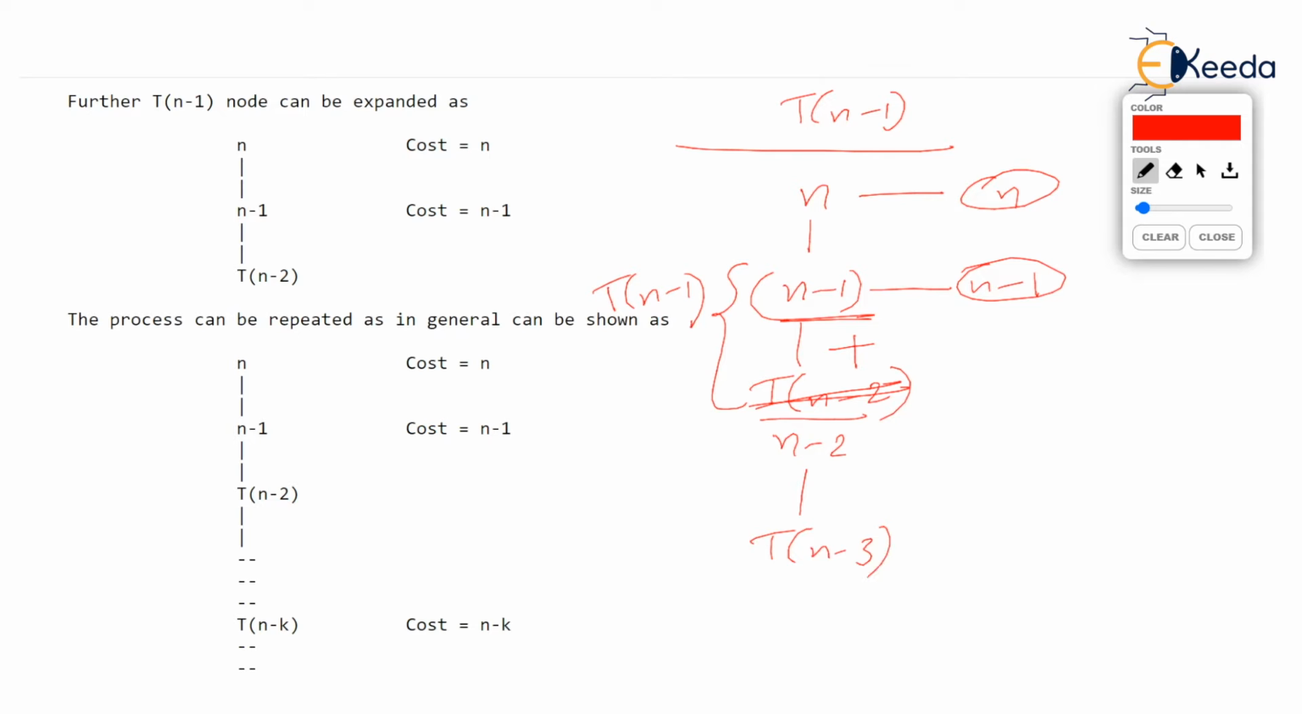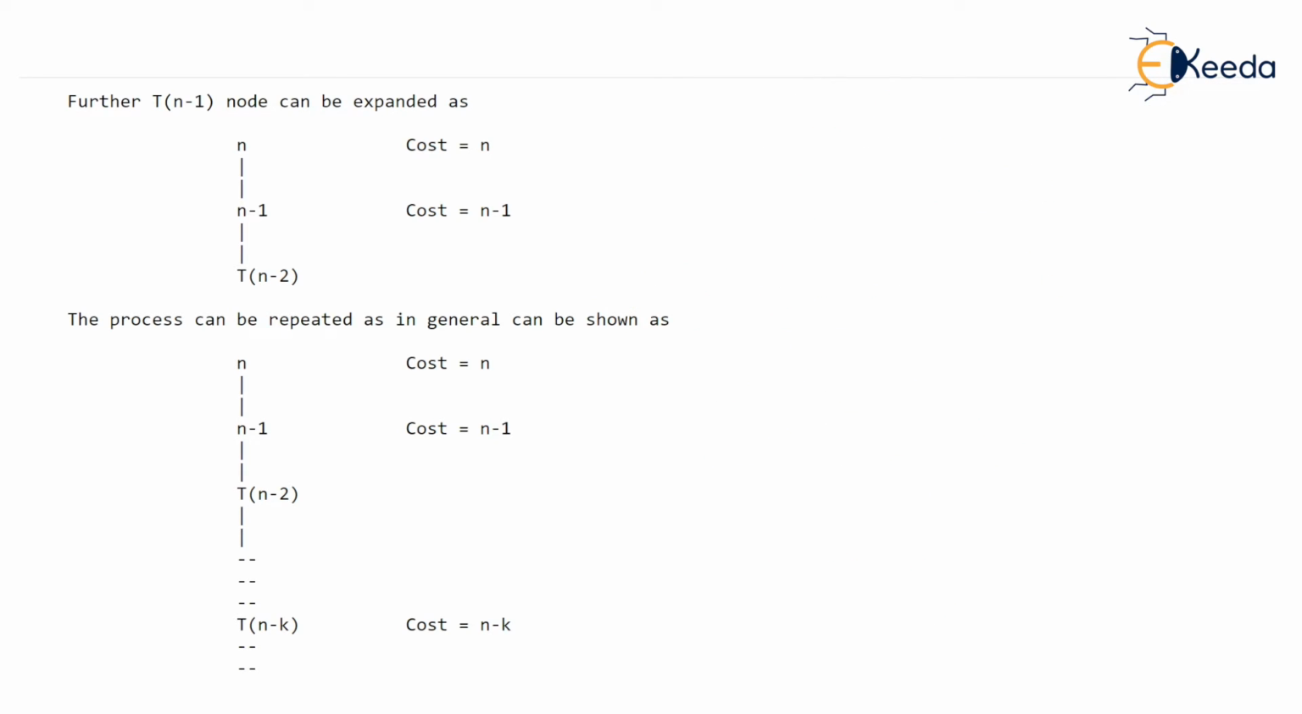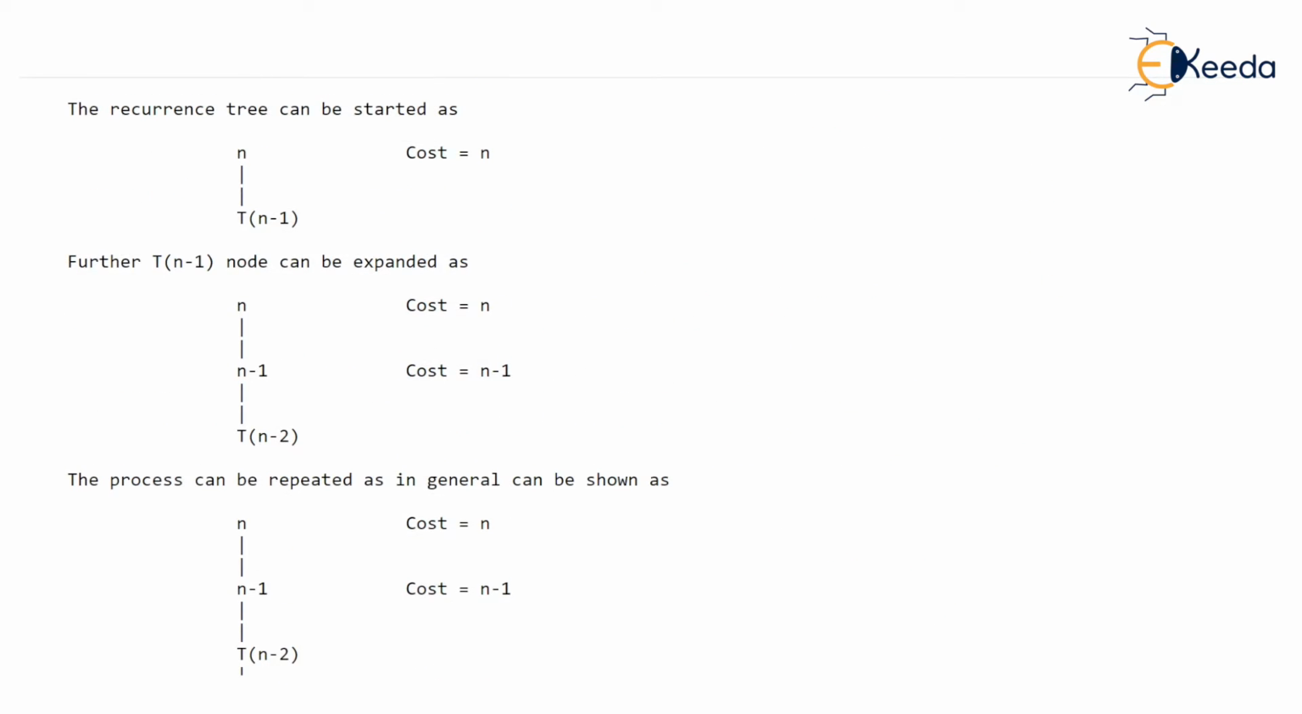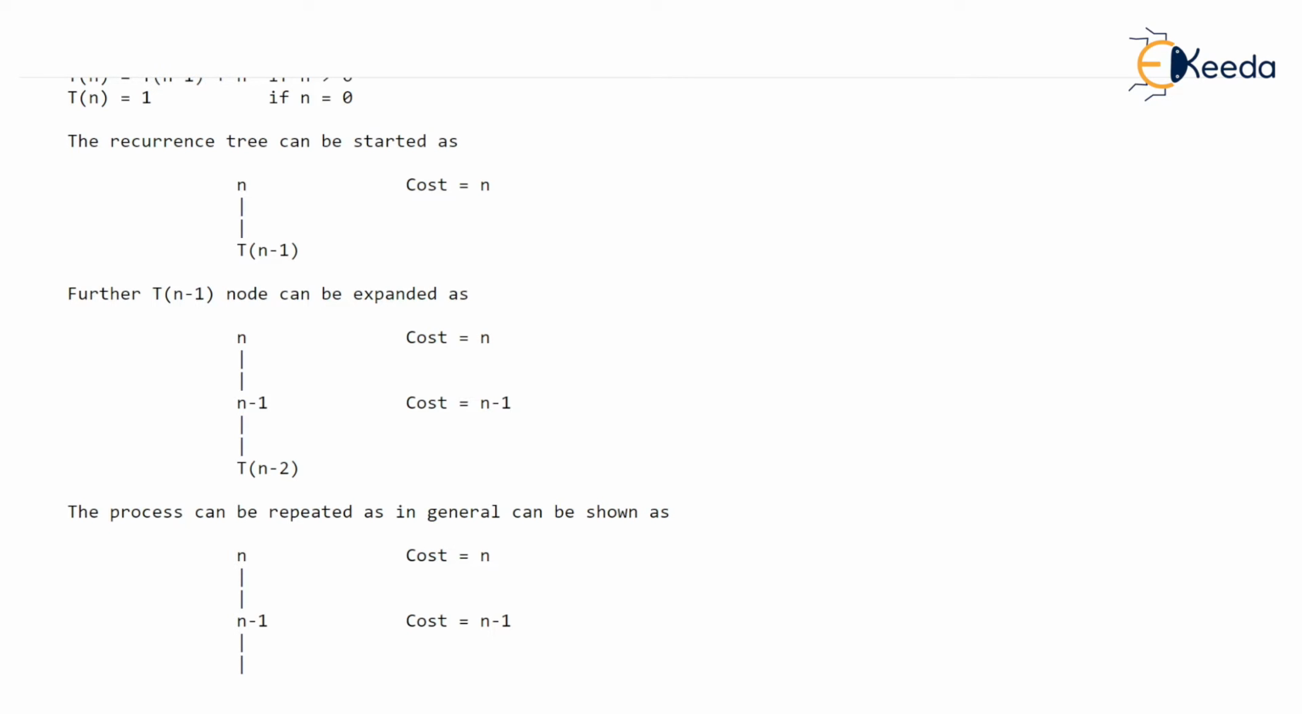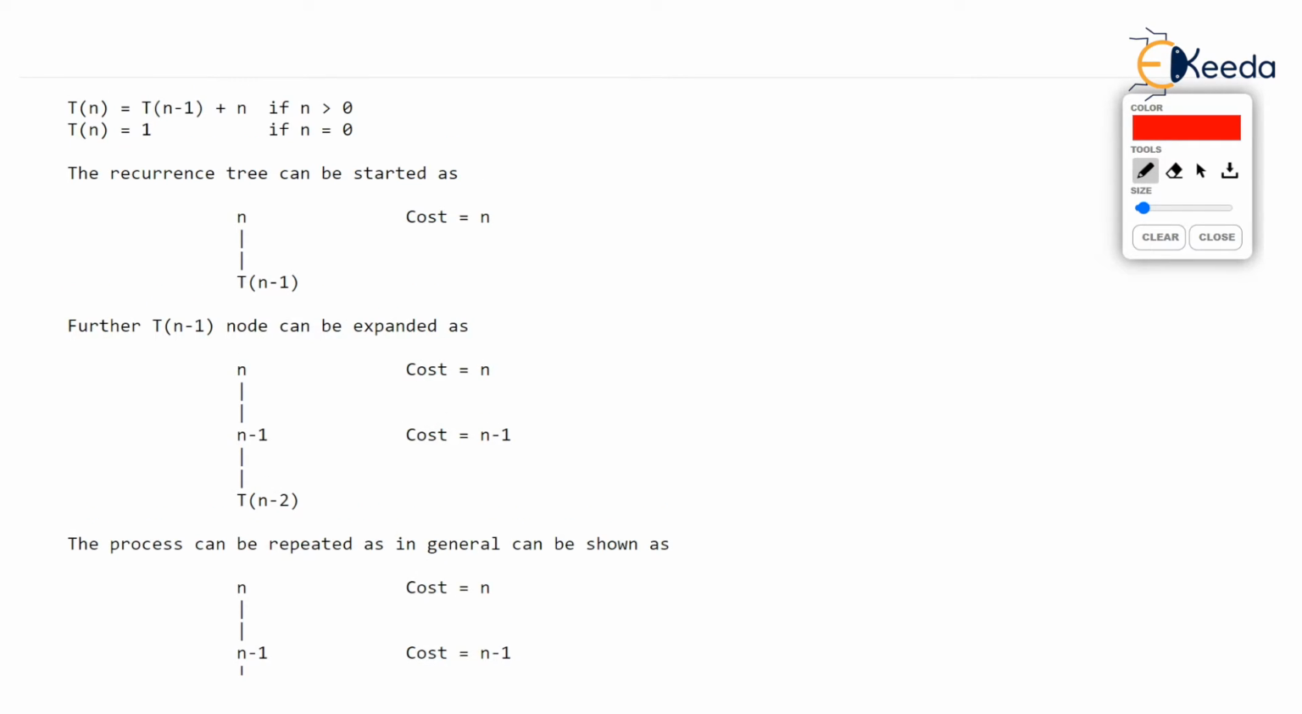So the cost at the third level is n minus 2, and this is the way the tree goes or keeps on growing. Coming back to the diagram that I have drawn over here, for our recurrence relation T(n) = T(n-1) + n. This is T(n), isn't it? T(n) is n plus T(n-1).